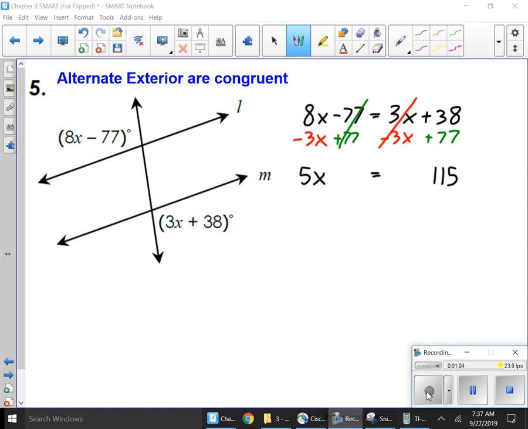Last but not least, a bit of division, dividing both sides here by 5. That will leave us with x equals 23.